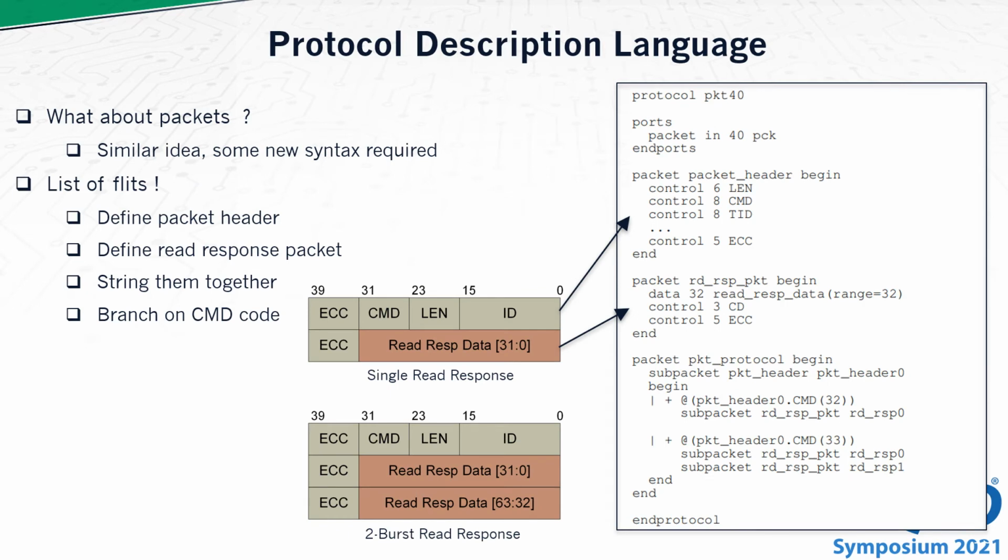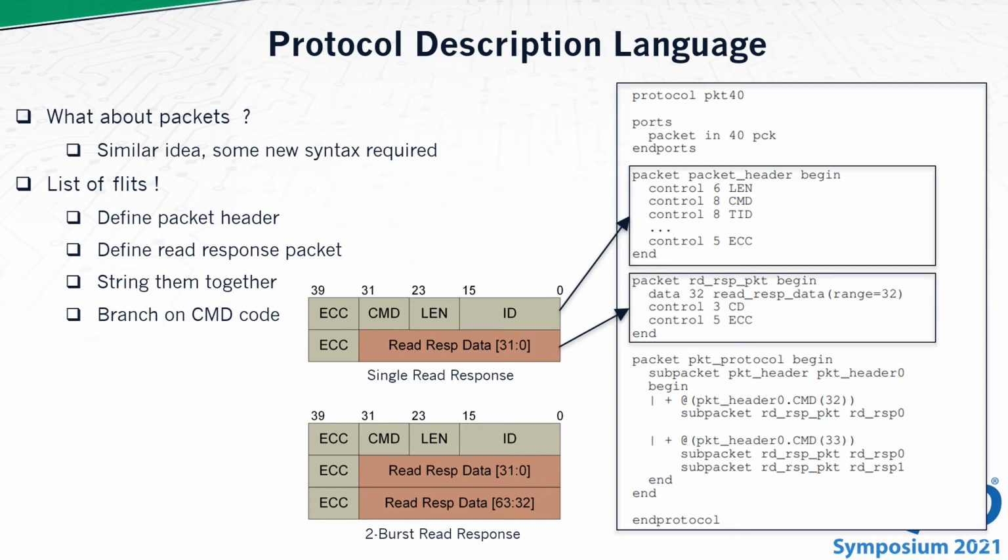So what about packet-based protocols? Well, it's the same idea, however, some new syntax is required. Packets are simple in structure and can be viewed as a list of flits. In this example, we are showing part of our packet-based protocol for the read response packet discussed earlier. The main idea used to specify packet-based protocols is to specify flits or subpackets, and then concatenate them together to form the full packet that occurs over several cycles.